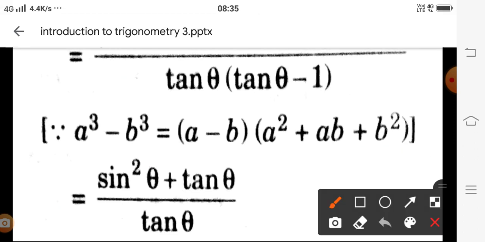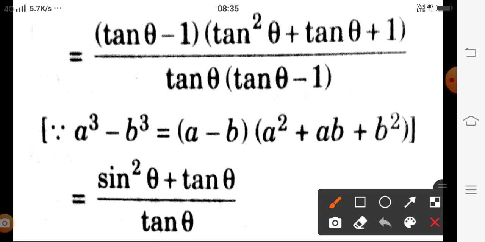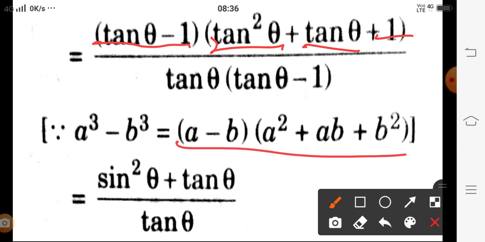Then the identity for a cube minus b cube, you know the factorization formula. A cube minus b cube is a minus b into a square plus ab plus b square. And if you are using the same, a minus b means tan theta minus 1, and a square plus ab plus b square gives tan square theta plus tan theta plus 1. And if you are solving further, here tan theta minus 1 and tan theta minus 1 will get cancelled out, and we are only getting tan square theta plus tan theta plus 1 in the numerator.